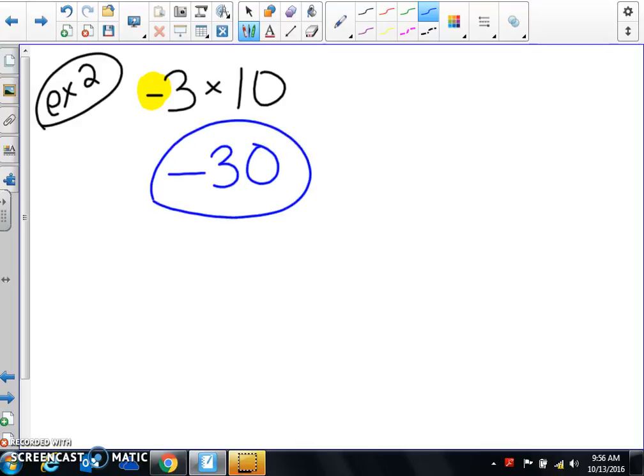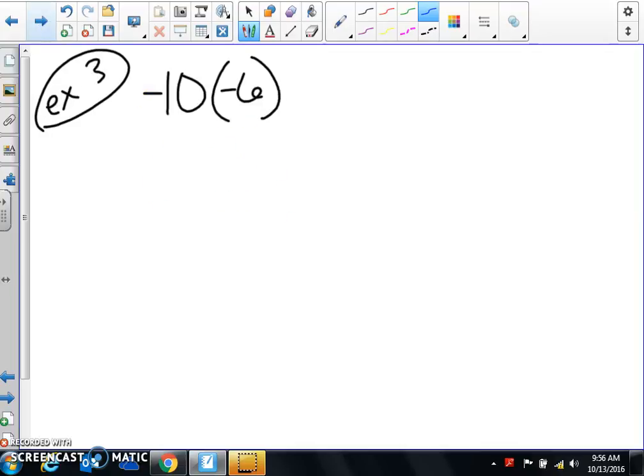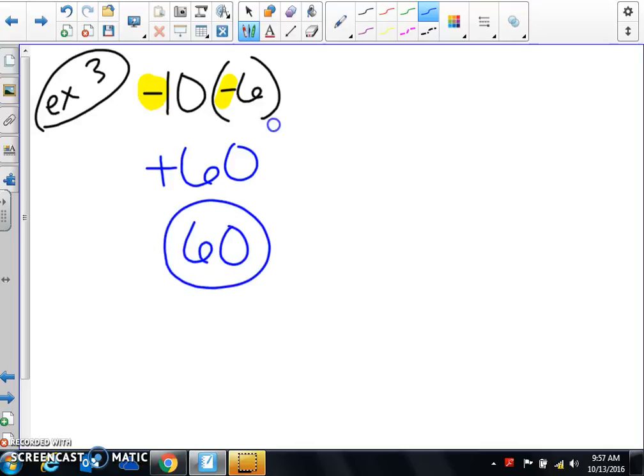Another way I think about this, guys, is you know how your parents tell you 2 wrongs don't make a right? Well, in math world, 2 wrongs do make a positive, or 2 negatives do make a positive, okay? So that's another thing to think of when you're counting up your negatives. Look, 1, 2, 2 negatives, 2 wrongs, they do make a right. So therefore, I know this one is going to be positive. And then 10 times 6 is 60. So that's a positive 60, so we would just write 60.